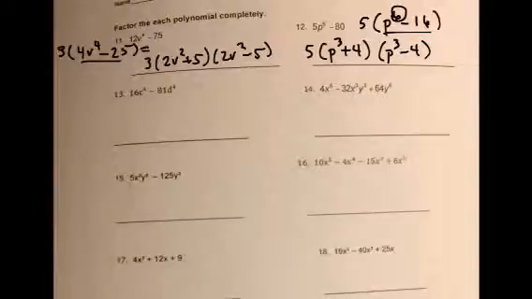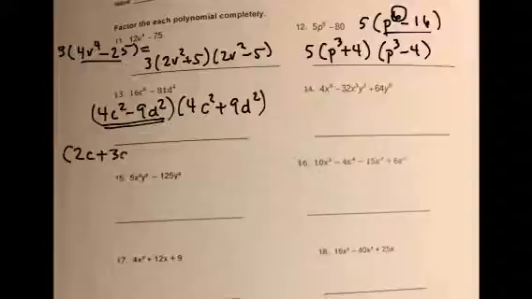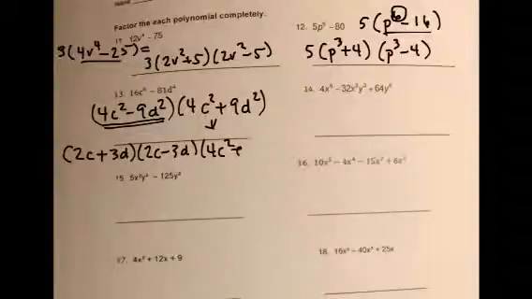Number 13 is difference of squares again. So this would be 4c squared minus 9d squared and 4c squared plus 9d squared. Now I could factor this further because this is still difference of squares. Not the second one, but this one I underlined, I could factor some more. So that would be 2c plus 3d times 2c minus 3d, and then I'm just going to bring down this factor right here, 4c squared plus 9d squared. So this is a complete factorization of number 13.